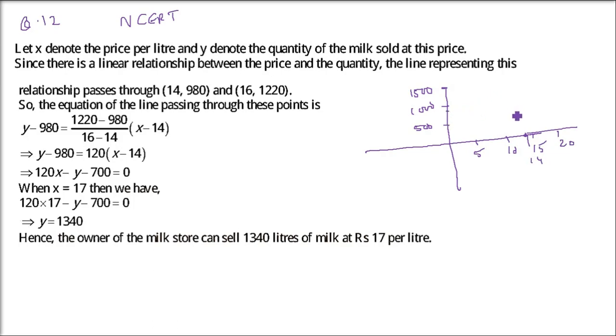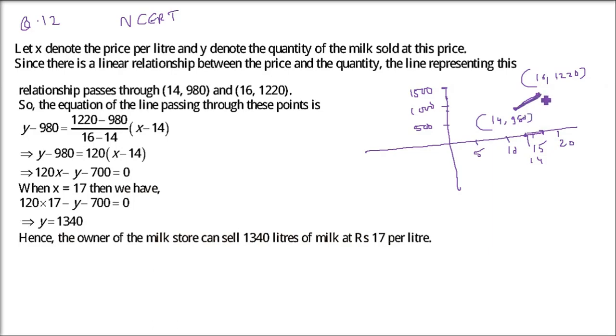So 980, just point it here. So this is 14 and 980. So this is the first point. Second point would be, at 16 it will be 1220. So at 16 it will be somewhere here. It's just an estimate, just a point I am taking. So for 16 it will be 1220. This is another point. So we get 2 points now. So we can have a line here. We will find how many liters could he sell weekly at rupees 17 per liter.